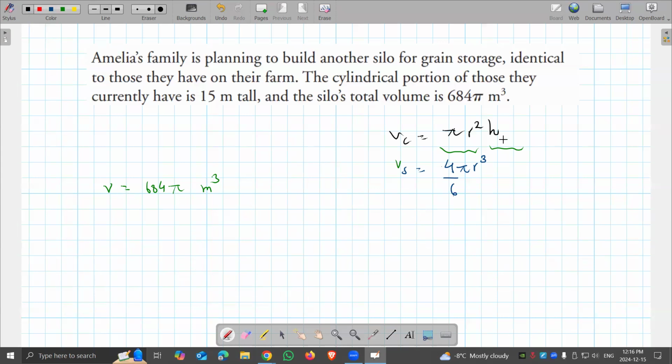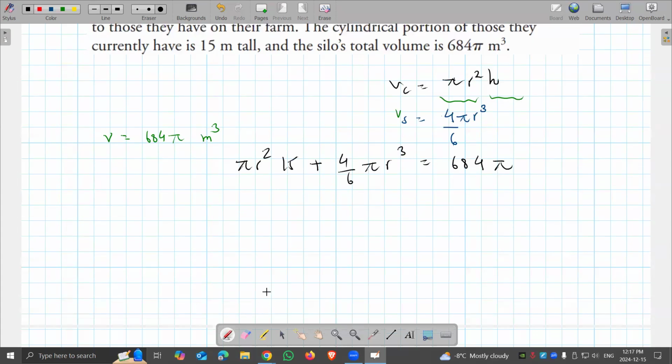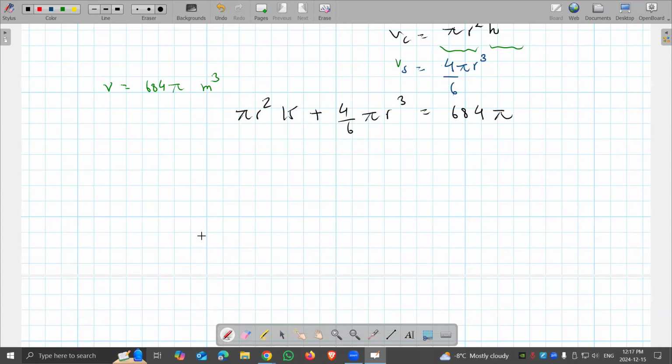So the volume is these two equations. Pi r squared times 15, plus 4 over 6 pi r cubed, is equal to 684 pi. So there you go. That's our equation. How do we solve this? What's the first step? Look at the equation. We're trying to solve for r.